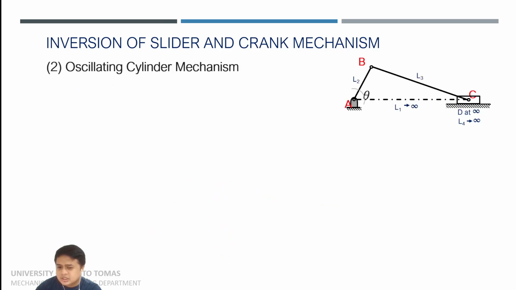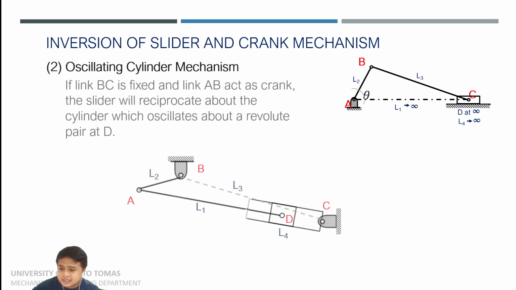Okay. So moving on from the quick return mechanism. The quick return mechanism is the first inversion of the slider crank mechanism. We also have a different mechanism for the slider crank, which is the oscillating cylinder mechanism. In this case, we can fix L3, the intermediate link.